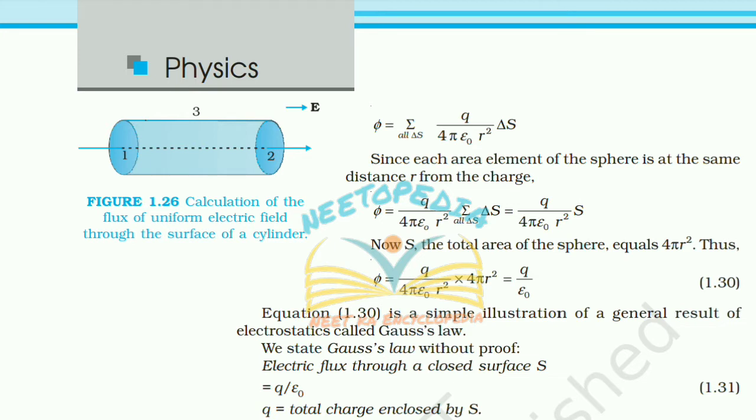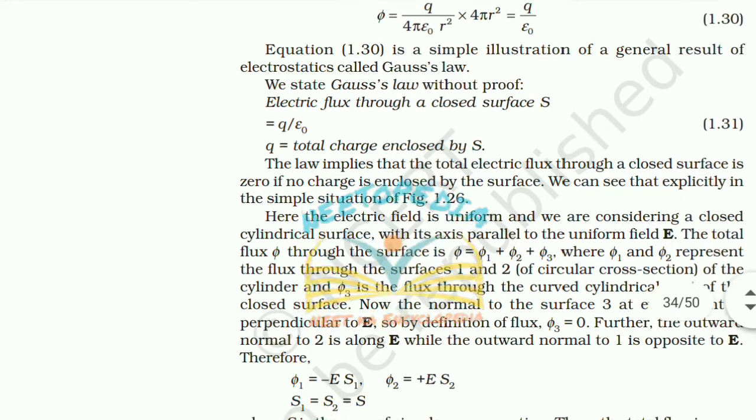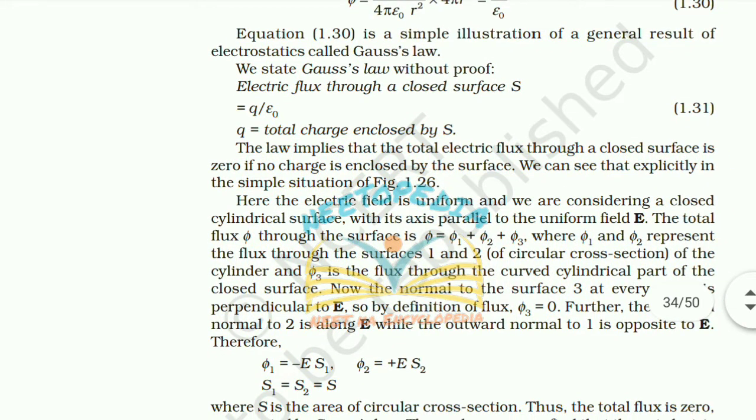This equation is a simple illustration of a general result of electrostatics called the Gauss law. We state Gauss law without proof. Electric flux through a closed surface S is equal to q upon ε0, where q is the total charge enclosed by S. The law implies that the total electric flux through a closed surface is 0 if no charge is enclosed by the surface.